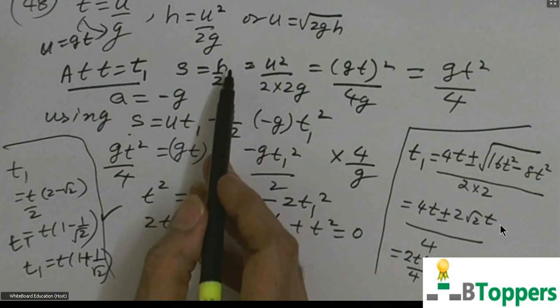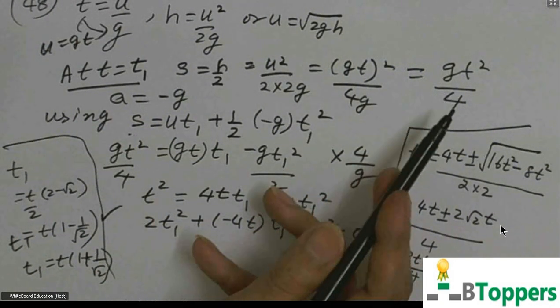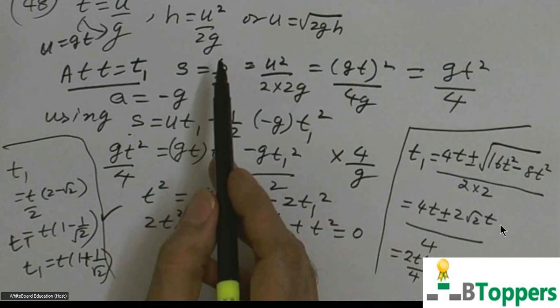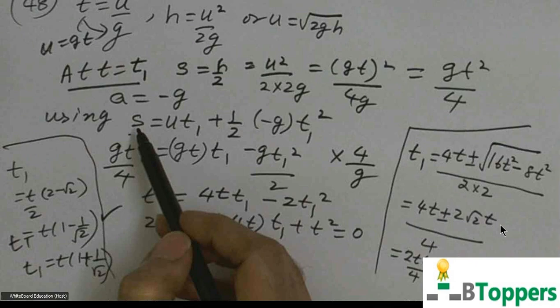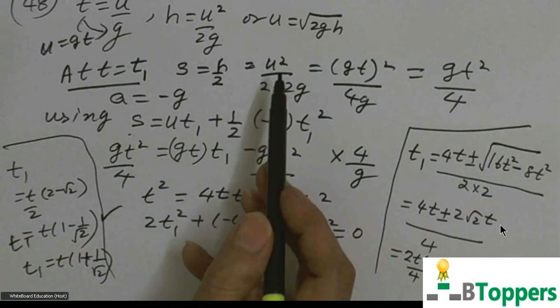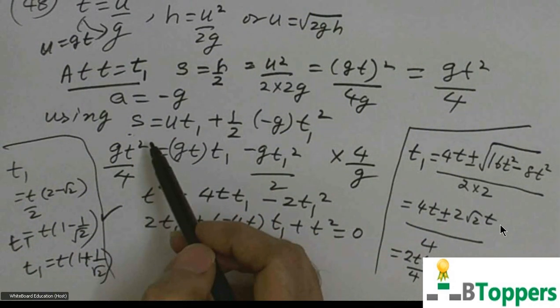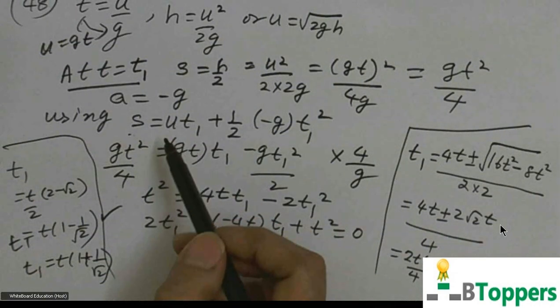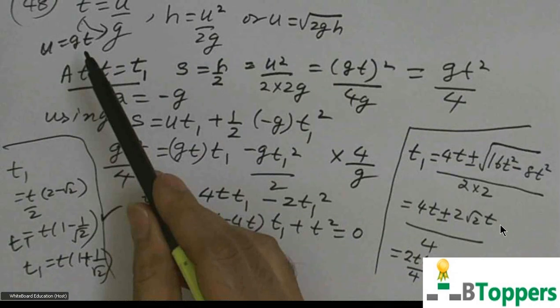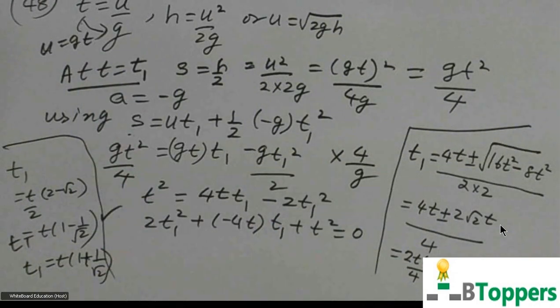That means instead of expressing h in terms of t square and g, you can write s equal to u square by 4g on the left hand side here. You can write s equal to u square by 4g, and first find t1 in terms of u and g. And in the final step, you can substitute u equal to gt. That way also you can do.